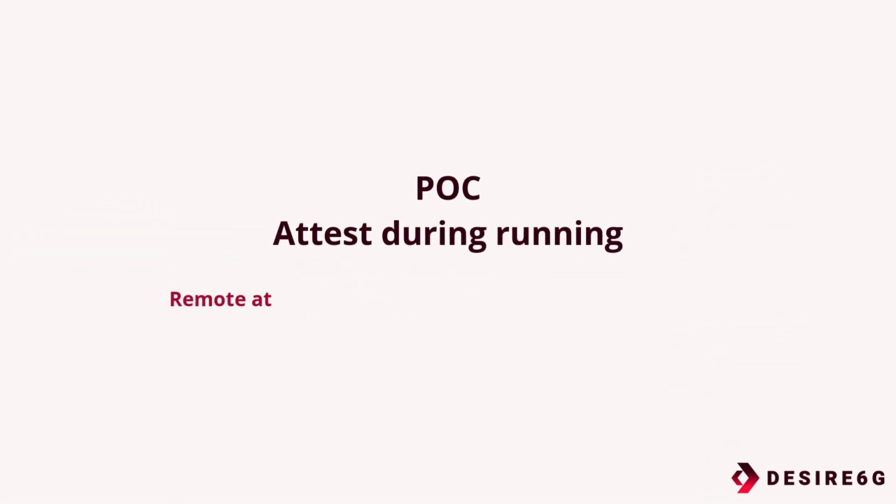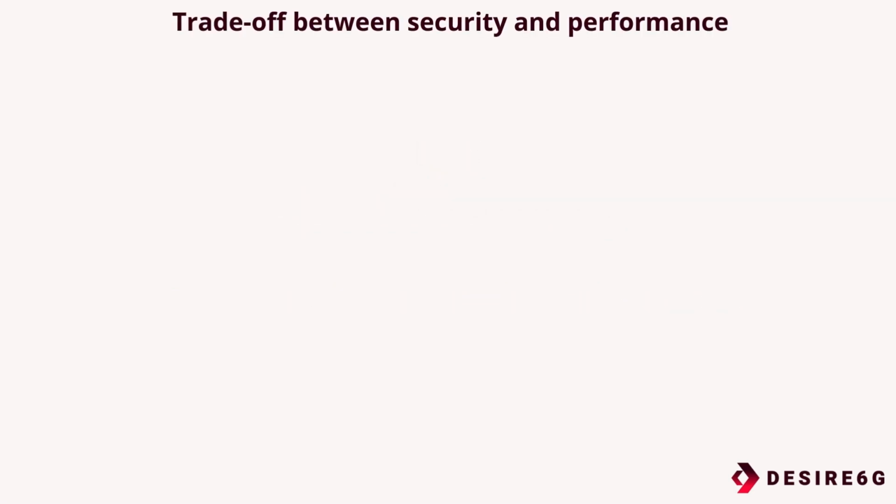Now let's look at the proof of concept for a test during running. This method enables continuous attestation of any agent in any order, thanks to the sidecar measurer. Let's now explain why it's important to perform continuous on-the-fly measurements.